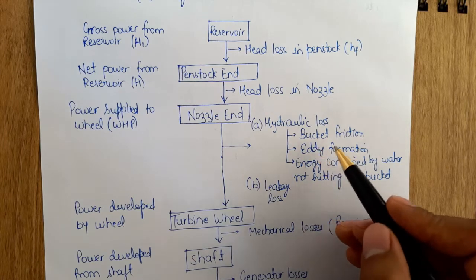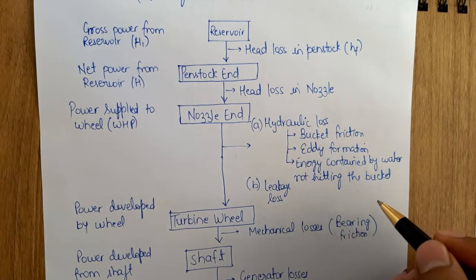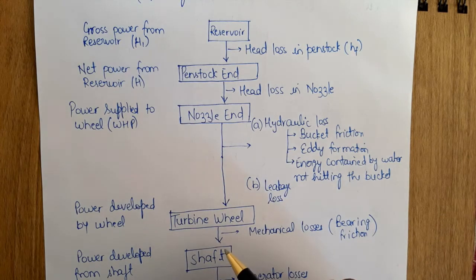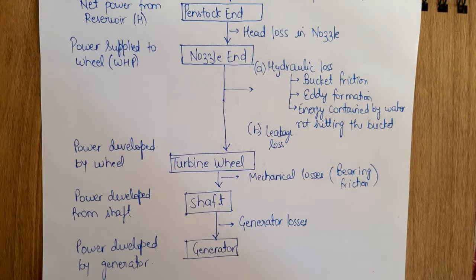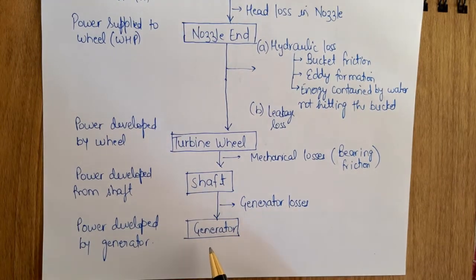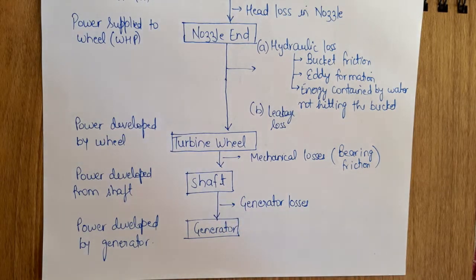Hydraulic losses are because of bucket friction, eddy formation, or energy contained by the water not hitting the bucket. After the turbine wheel, we have some mechanical losses before reaching the shaft. Mechanical losses are due to bearing friction, and the power developed is available at the shaft level. Now after the shaft, it will reach the generator, where power is developed and used for distribution purposes. Before the shaft to the generator, we have some generator losses also.